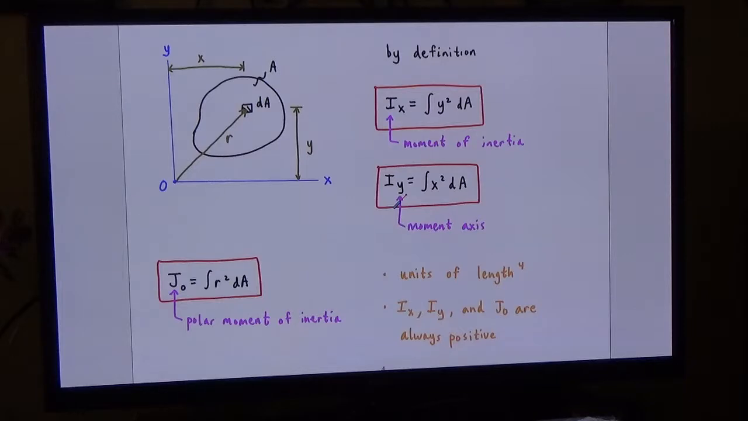So what we want to do is, as I said, we're going to talk about how to calculate moments of inertia using two methods. The first one we'll look at is the integral method, and we'll start that here in a second. Then we'll look at the composite area method later on.